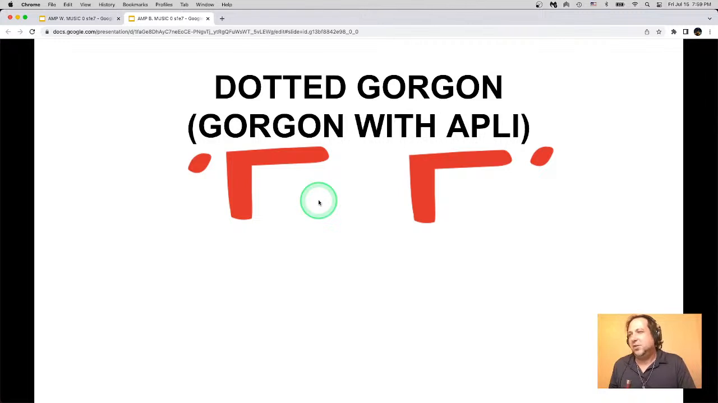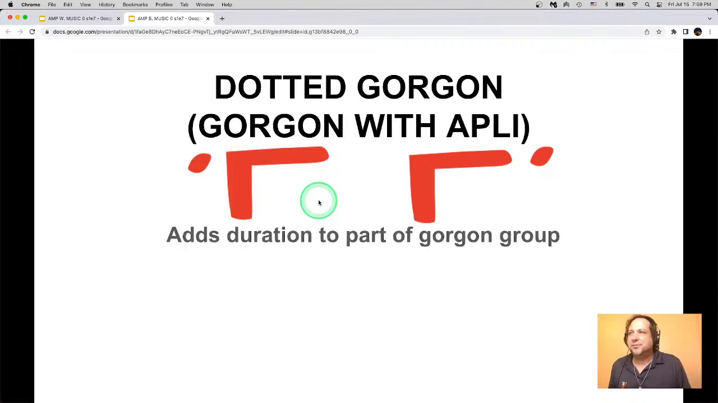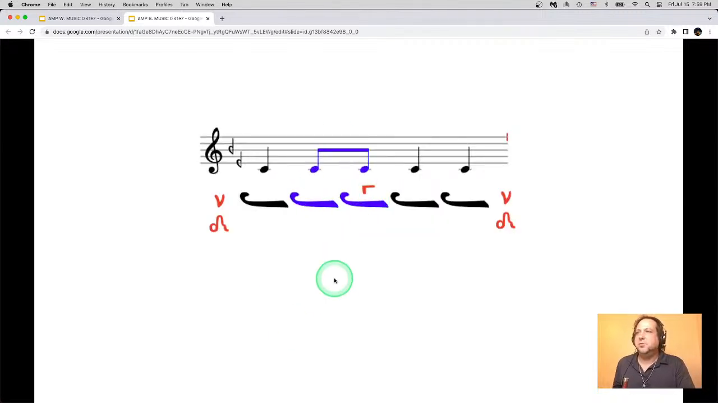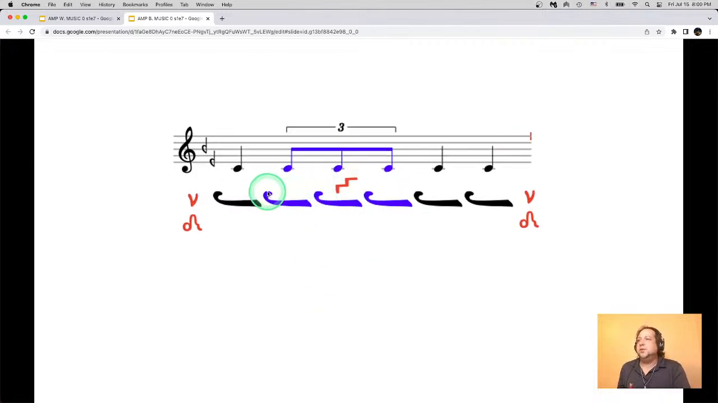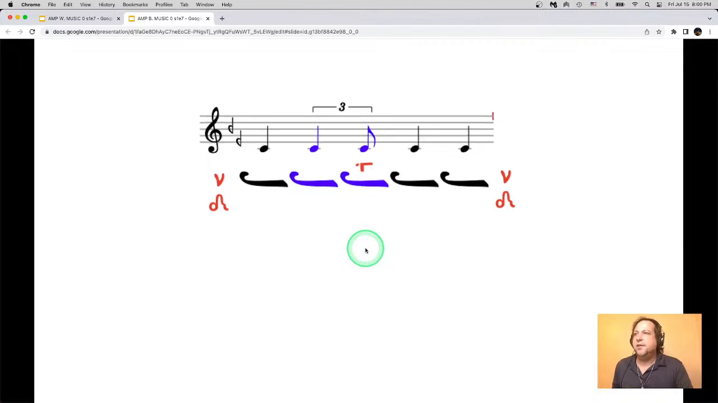Digorgon. You don't have to do these. I don't always do them. But you add a bit of duration to part of a gorgon group. So here's your gorgon group of 2. When you do this, a digorgon, remember, combines 3 into one beat. What this does is it turns it into a group of 2, but one of them is twice as long as the rest.